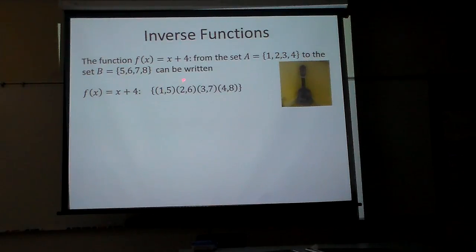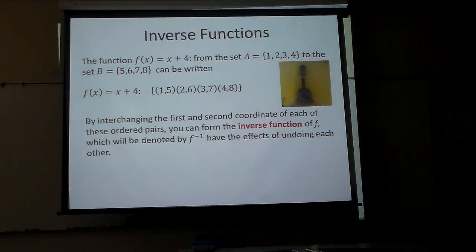1 gives me 5, 2 gives me 6, 3 gives me 7, and 4 gives me 8. An inverse function is denoted by the effects of undoing the other function. So in other words, instead of going 1 to 5, I'm going to go 5 to 1. And from 2 to 6, it's 6 to 2. Notice, the only thing that changed was the order of the numbers.